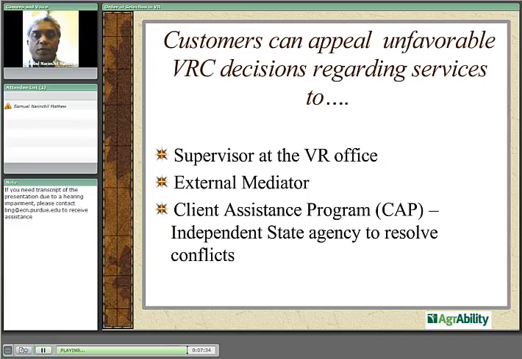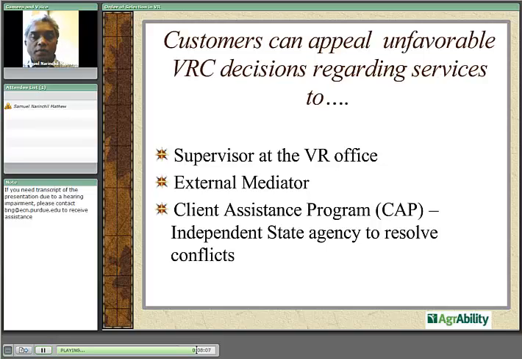If the customer feels that the VRC decision regarding review and reassessment of his or her status is not based on all available facts, the decision can be appealed at 3 levels. The first is the office supervisor level. The supervisor meets with the customer to review the case to determine if any facts are not taken into account. If the decision by the supervisor is not acceptable to the customer, he or she can appeal further and the VR office will facilitate an independent mediator to resolve the issues.